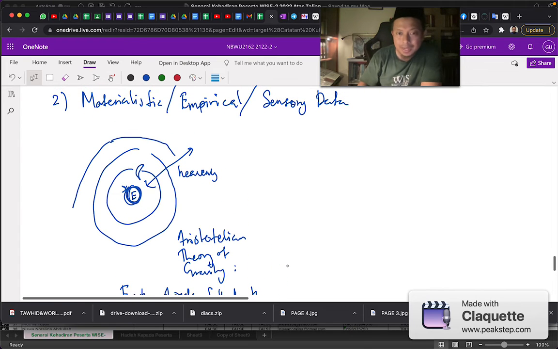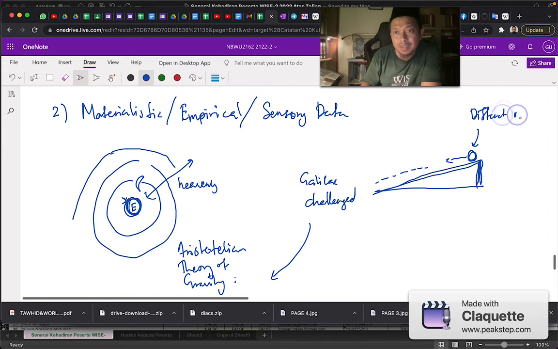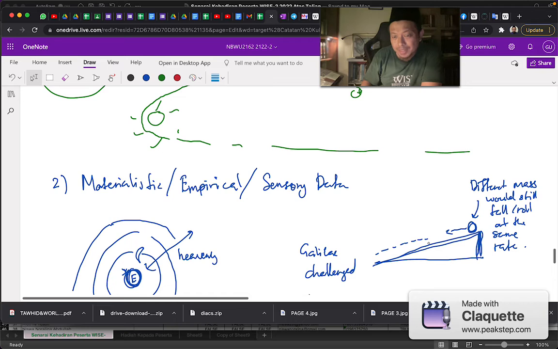So Galileo challenged this. How did he challenge? He conducted an experiment. So recall the slanted slide where he let cannonballs just roll down like this. Different masses would still fall or roll at the same rate.